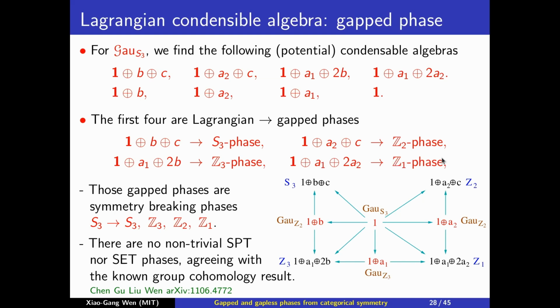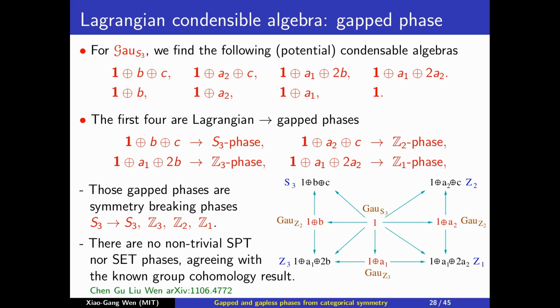Then this one, you're condensing A1, so it breaks the Z2 and has Z3 symmetric phase. Here, A2 becomes a Z2 symmetric phase. So there are all four symmetry breaking partners here. There is no SPT phase because there's no additional Lagrangian condensed algebra. So S3 indeed has no SPT phase. Therefore, we put these four condensable algebras in the corners. Then we try to see what kind of phase diagram we could have.